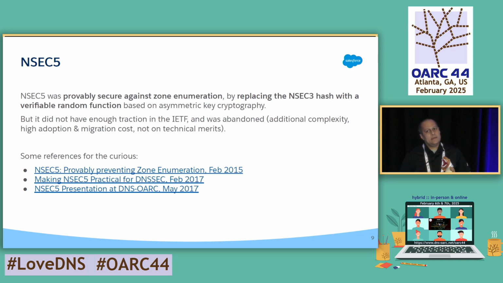As a quick aside, the proposed NSEC5 protocol provably prevented zone enumeration by replacing the NSEC3 hash with a verifiable random function. So ultimately, this proposal did not gain traction in the IETF and was abandoned, but for the curious, I'm leaving some literature, presentations and papers. You can read about it if you're interested.